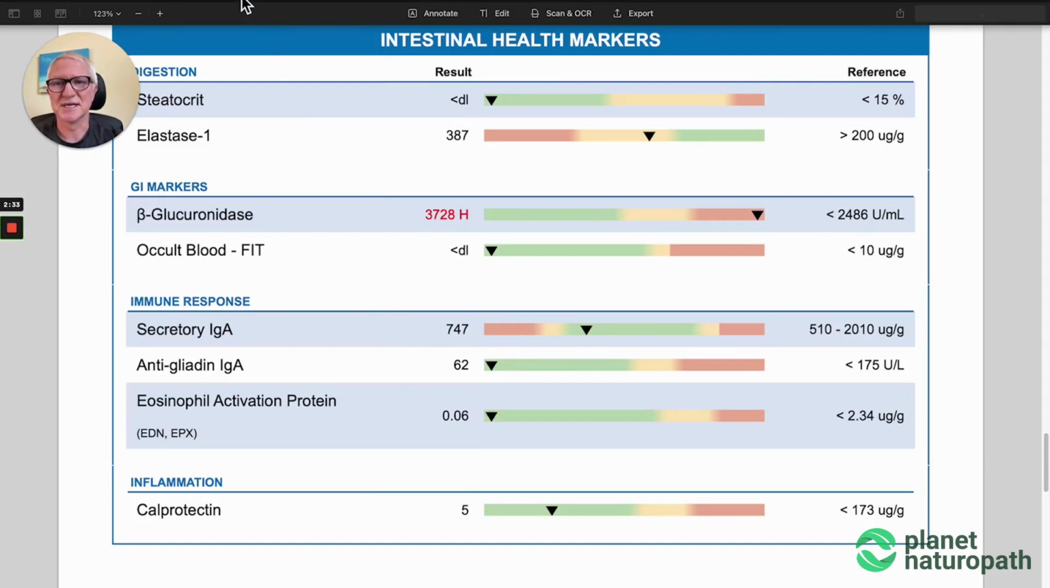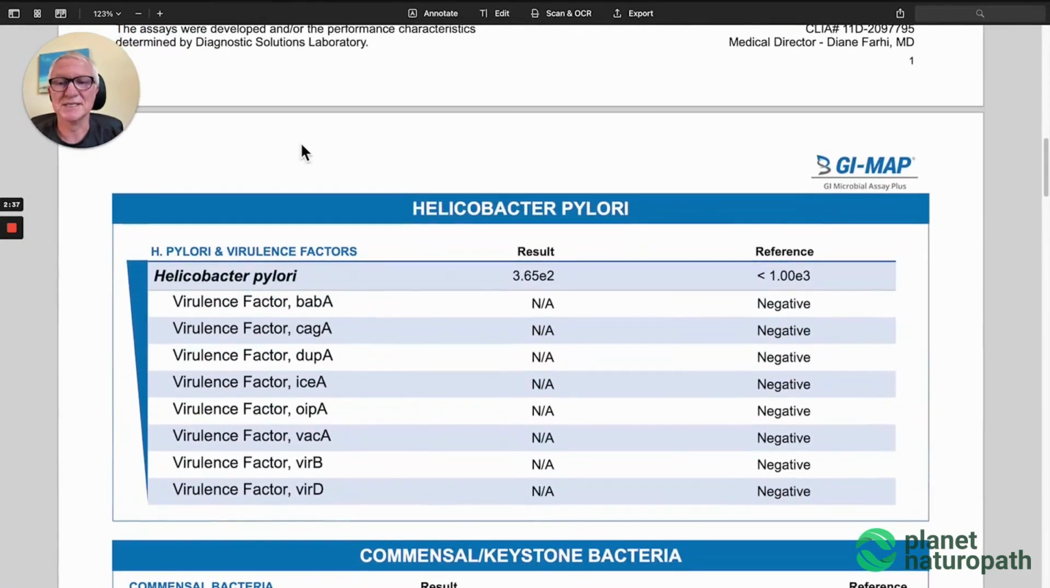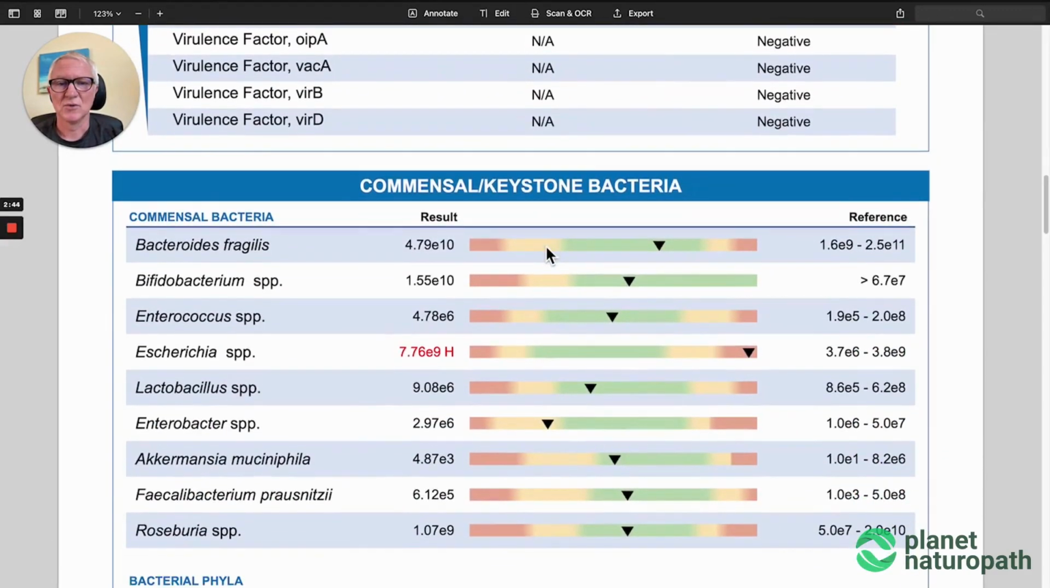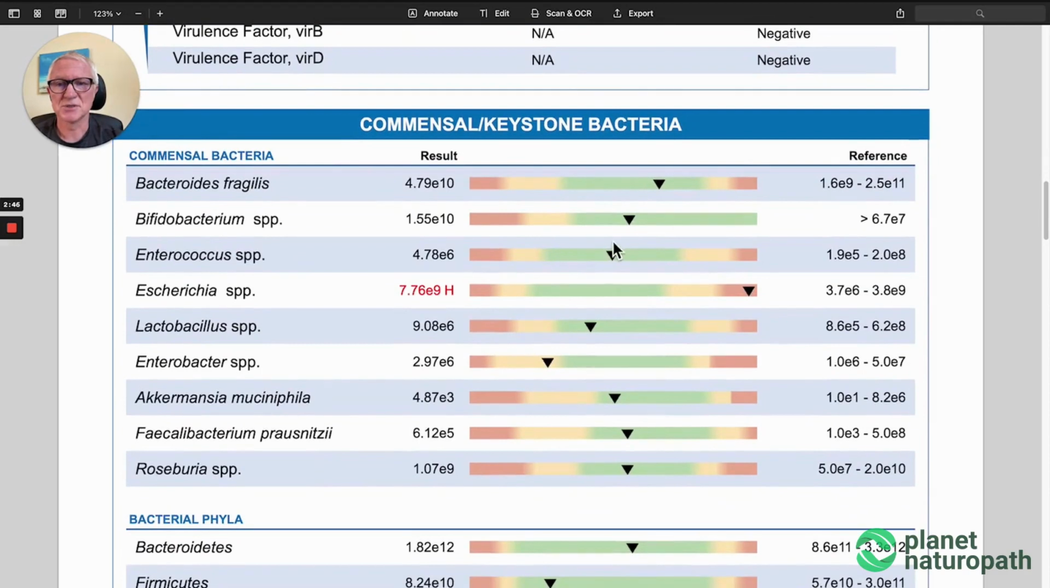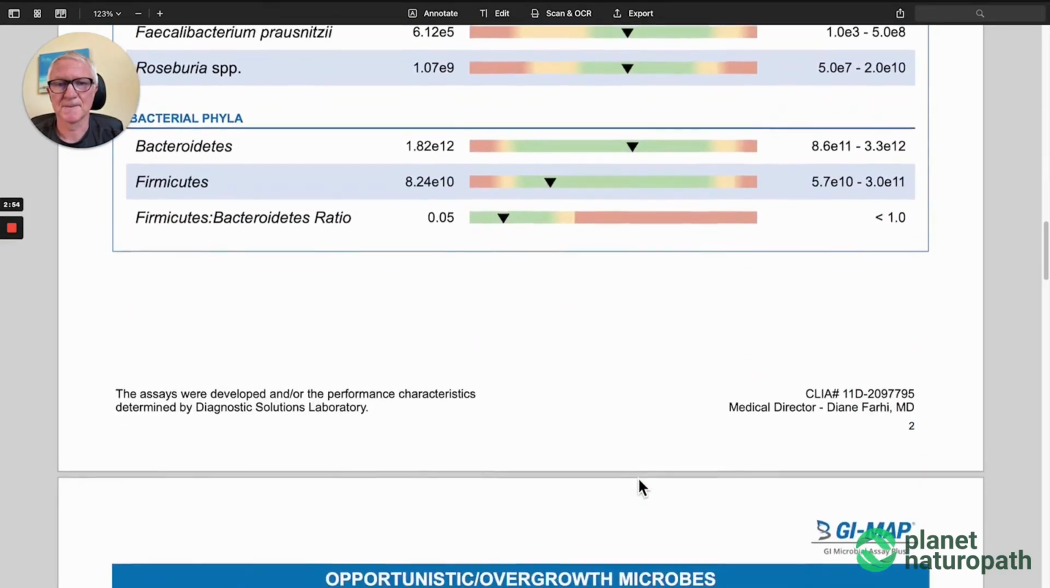Let's look at a different test. So this one here, similar sort of thing. The first page is negative for everything. There's a low level of H. pylori. It's very common. With all of the beneficial bacteria, most things are pretty good here. Bifidobacterium, lactobacillus, Akkermansia, fecal bacterium and roseburia are all good, and the phyla are okay.